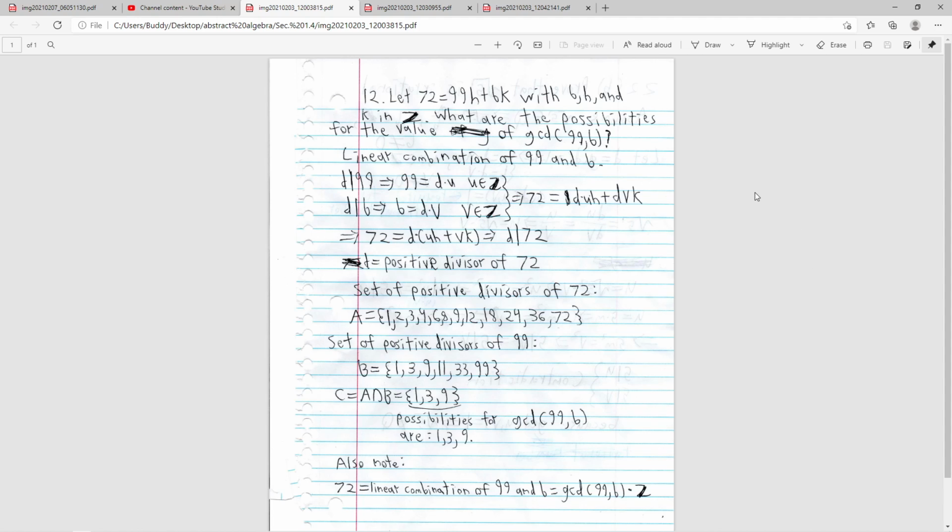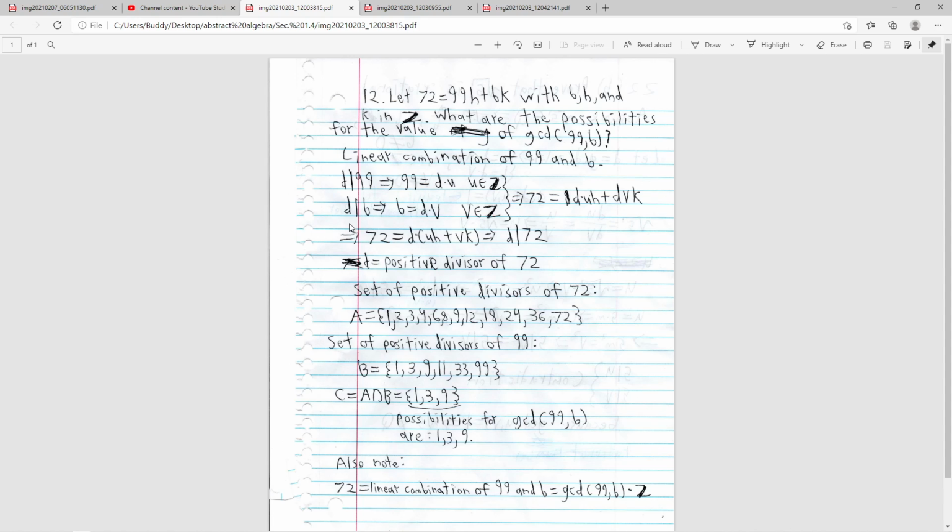Number 12. Let 72 equal 99h plus bk, with b, h, and k in Z. What are the possibilities for the value of GCD of 99 and b? There are other problems like this that just have a and b instead of 99 and b, where it would be ah plus bk, but for the most part it's the same process. So you write out the linear combination of 99 and b. A linear combination is something equal to ah plus bk.